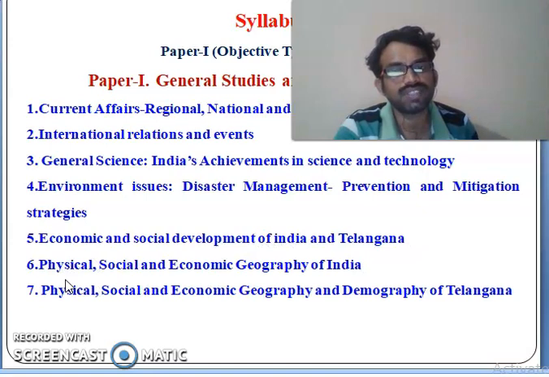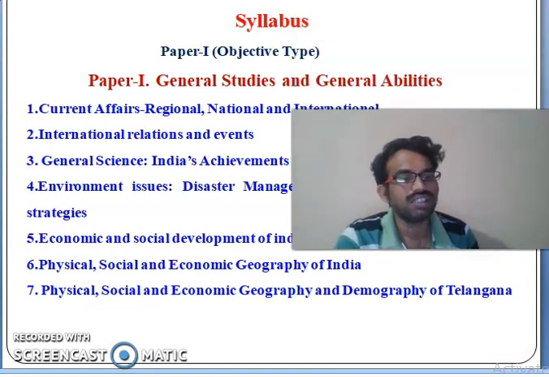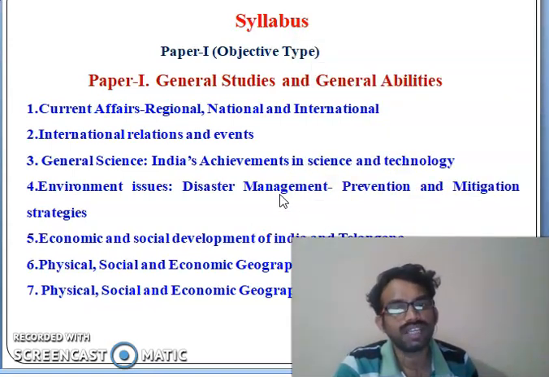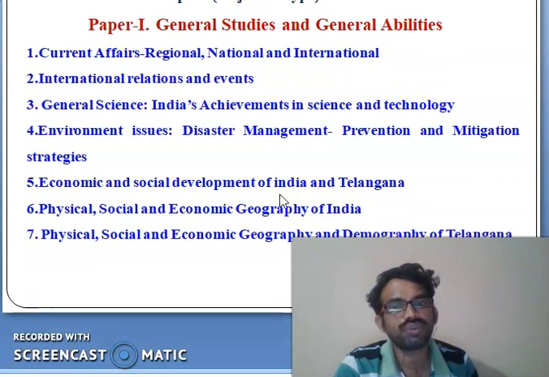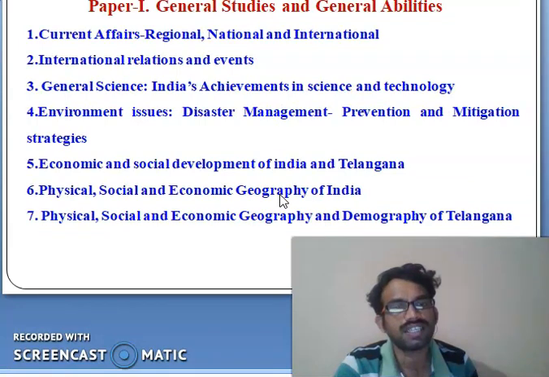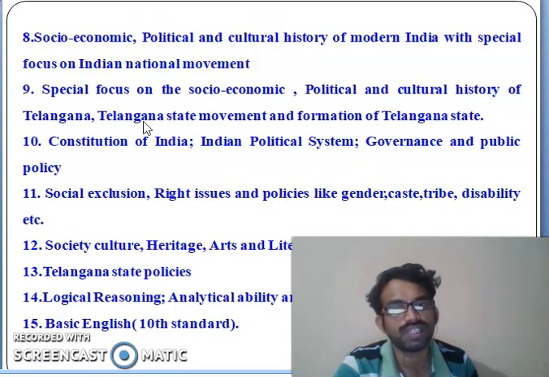The sixth topic is physical, social and economic geography of India. And the seventh topic is physical, social and economic geography and the demography of Telangana. These are a few of the topics, and next you can see some more topics in paper 1, general studies and general abilities. The eighth topic is socio-economic, political and cultural history of modern India, with special focus on the Indian national movement.